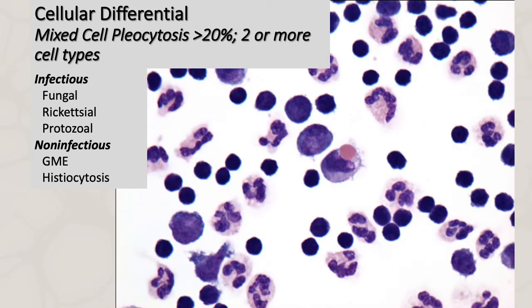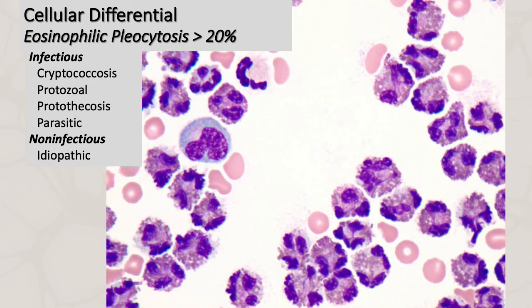Mixed pleocytosis can be seen with infectious and non-infectious causes, so fungal, rickettsial, protozoal, versus the most common, GME. There's also what's known as histiocytosis, which can also be seen with a mixed cell pleocytosis. And then eosinophilic, again, the most common cause in our domestic dogs is going to be idiopathic. The most common breeds where that's seen are Golden Retriever and Rottweiler, and it's becoming more and more commonly recognized, but you can also see it with Cryptococcus, protozoal infection, prototheca, parasitic, so a number of different causes as well.